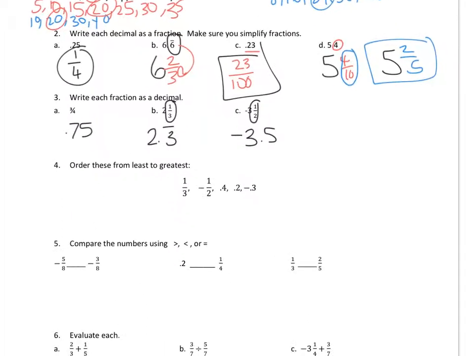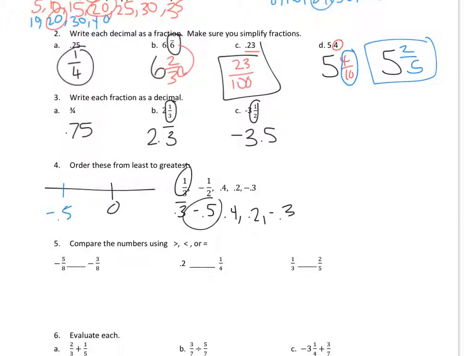Order these from least to greatest. I would put them first into decimals. So 1/3 is 0.3 repeating. -1/2 is -0.5. 0.4, 0.2, -0.3. So the negatives we know are going to go first. So which one is more negative on the number line? So -0.5 is over here, and -0.3 is closer to 0. So the least number is -0.5 or -1/2.